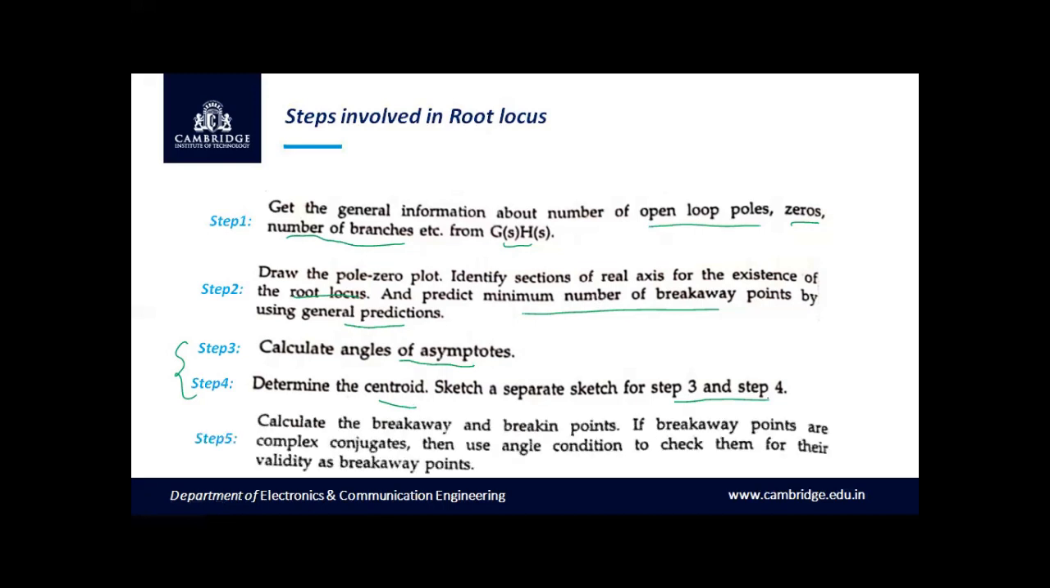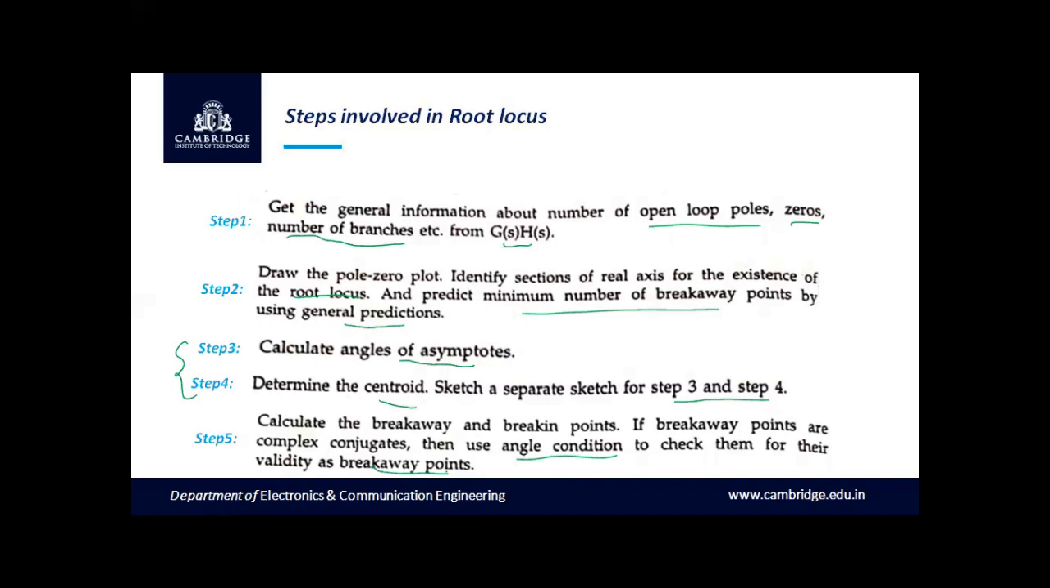Moving on to step 5, it is subjected to the calculation of breakaway and break-in point. If breakaway points are complex conjugate, then we have to use the angle condition to check their validity. So if we solve problems subjected to a complex conjugate pole, while calculating the breakaway point, you will clearly understand the meaning of this step. And you know the procedure to use the angle condition as well as the magnitude condition whenever there is a necessity. We know the procedure to calculate the breakaway and break-in point.